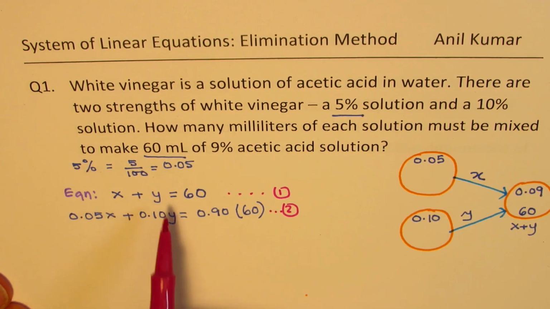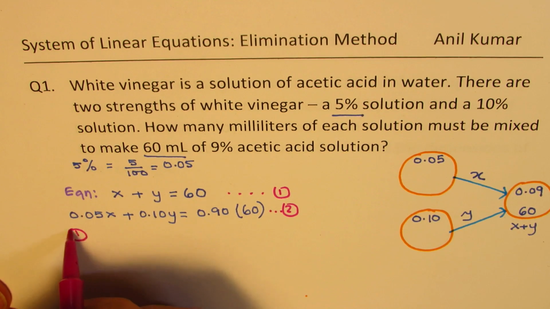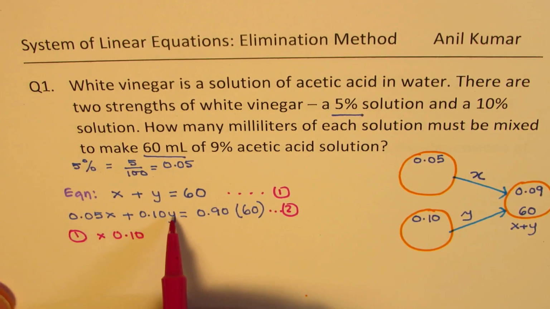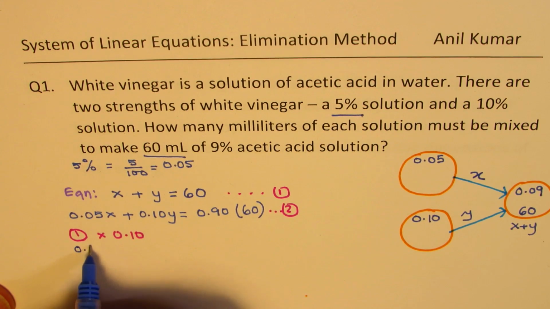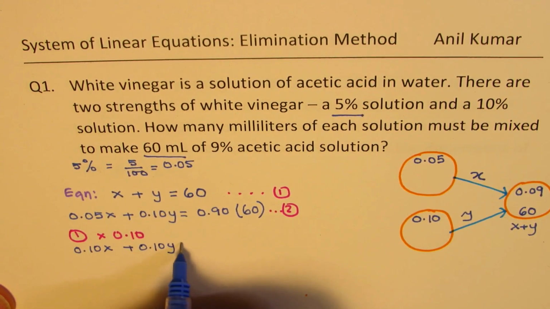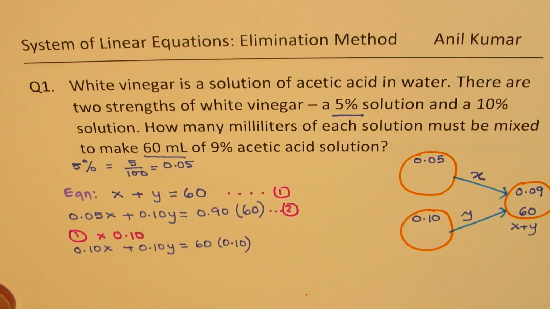Now how can we eliminate one of these variables? Well, if I multiply my first equation by 0.10, then we get the same coefficient for Y, and we can eliminate. So let's do that. Multiplying the first equation by 0.10 gives us 0.10x plus 0.10y, which should be equal to 60 times 0.10.